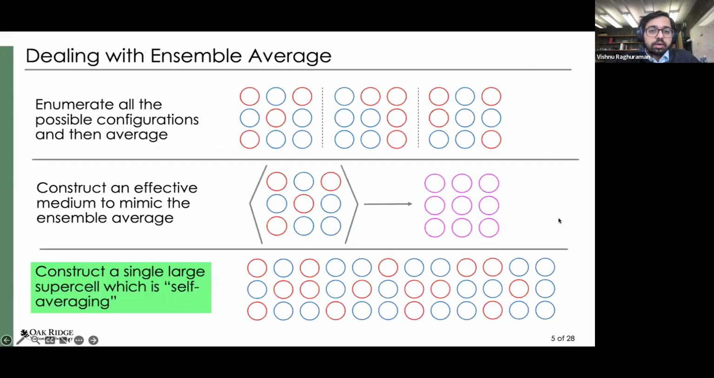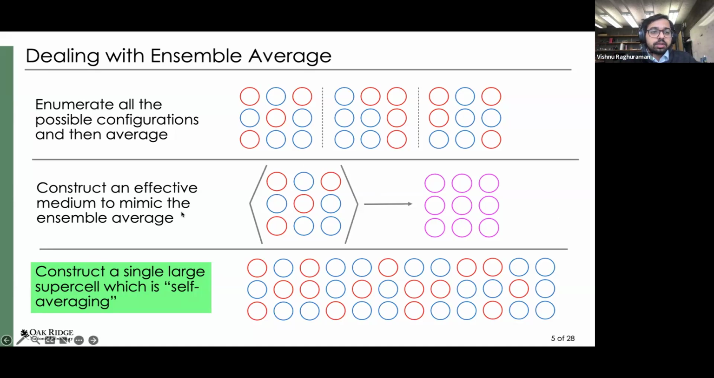There are broadly three ways to deal with the ensemble average when you have a random system. If your randomness is not too much, let's say you have some binary alloy and you just want to see chemical disorder, it should be possible to literally just enumerate all the possible configurations and then average. But of course, it is clear that if it's an extremely disordered system, this is not practical.